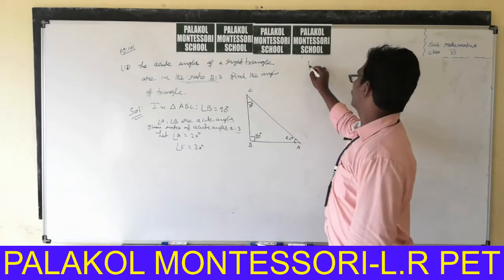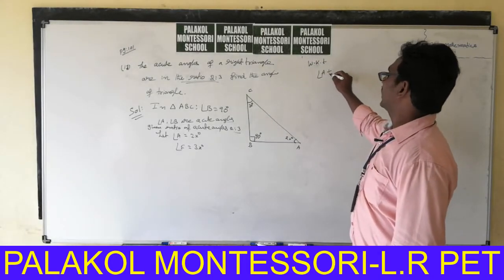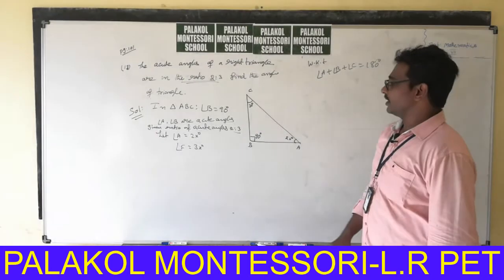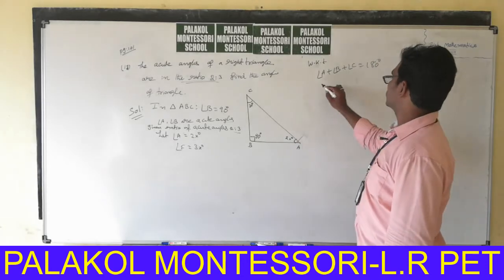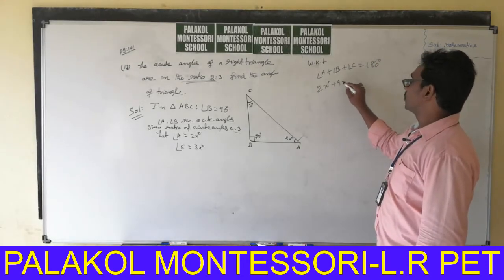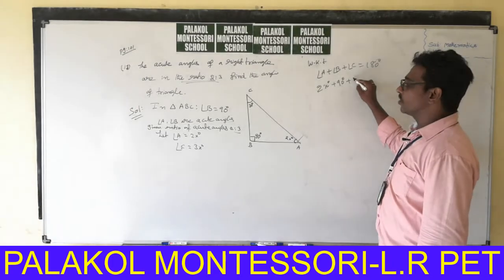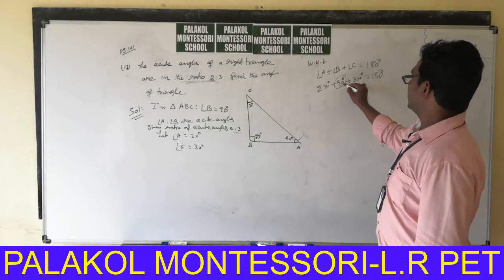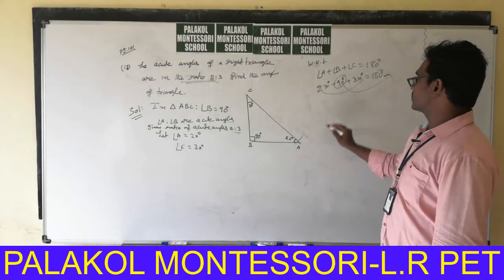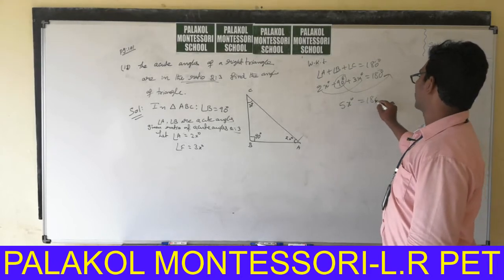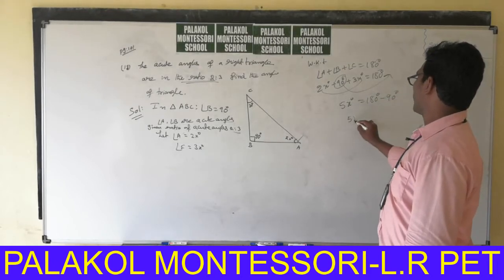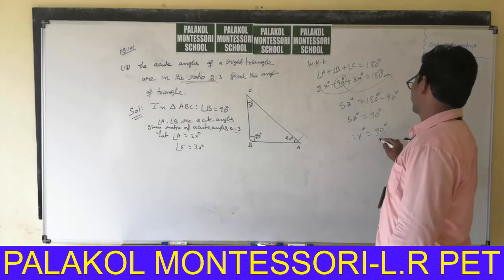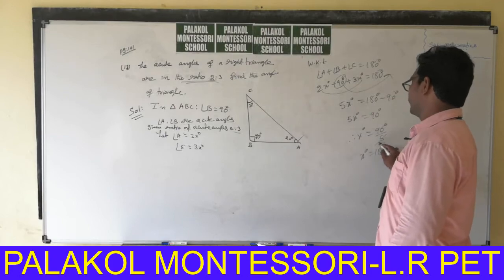You know that the sum of three angles is equal to 180 degrees. Angle A plus angle B plus angle C is equal to 180 degrees. From the figure, angle A is equal to 2x, angle B is equal to 90 degrees, angle C is equal to 3x, is equal to 180 degrees. Guys, this 90 goes to that side: 2x plus 3x, 5x degrees is equal to 180 degrees minus 90 degrees. So 5x is equal to 90. Therefore x is equal to 90 degrees by 5, x is equal to 18 degrees.